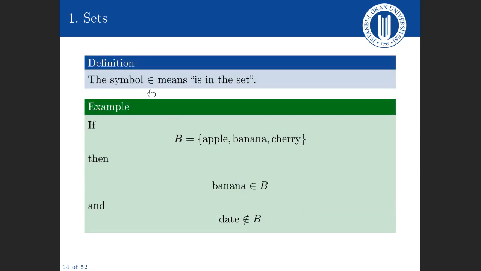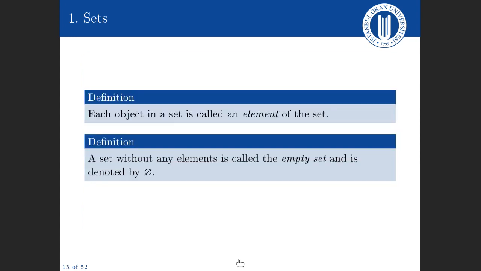There's a symbol here. This means is in the set or is a member of the set. So for example, if B is the set containing apple, banana, and cherry, then we can say that banana is in this set, but date is not in this set. Each object in a set is called an element of the set. So the symbol on the previous page could be described as is an element of the set.